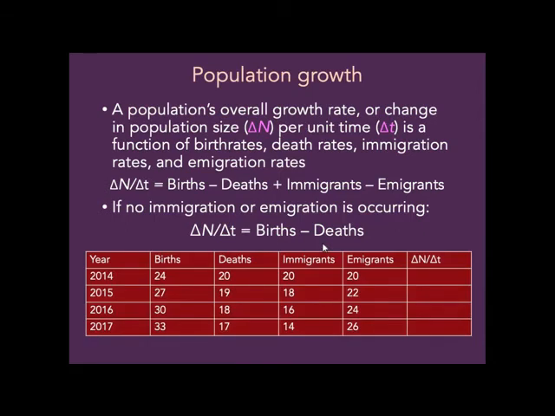Let's look across years here. We'll use the big model with immigrants, emigrants, births, and deaths. In 2014, this is what we have. So what's the delta N over delta T? It's 4. Is it 4? Yeah, it's 4: 24 minus 20 plus 20 minus 20. What about 2015?